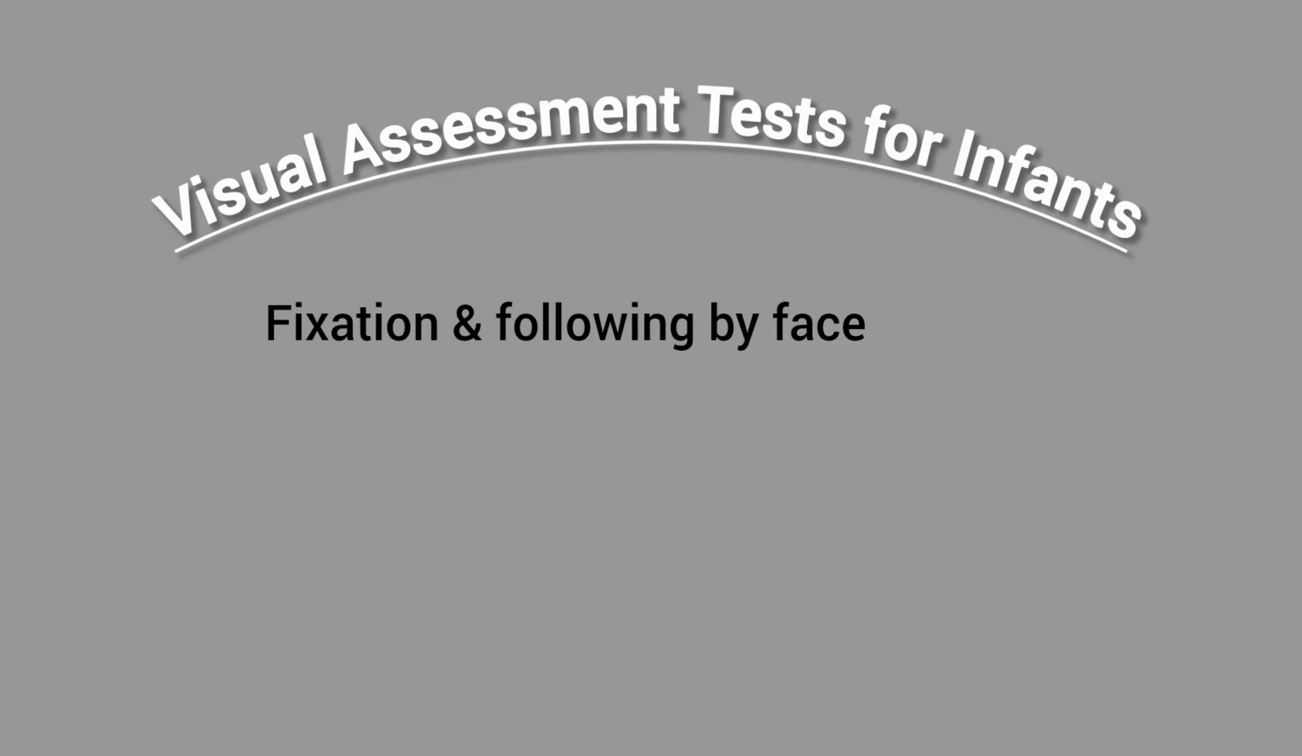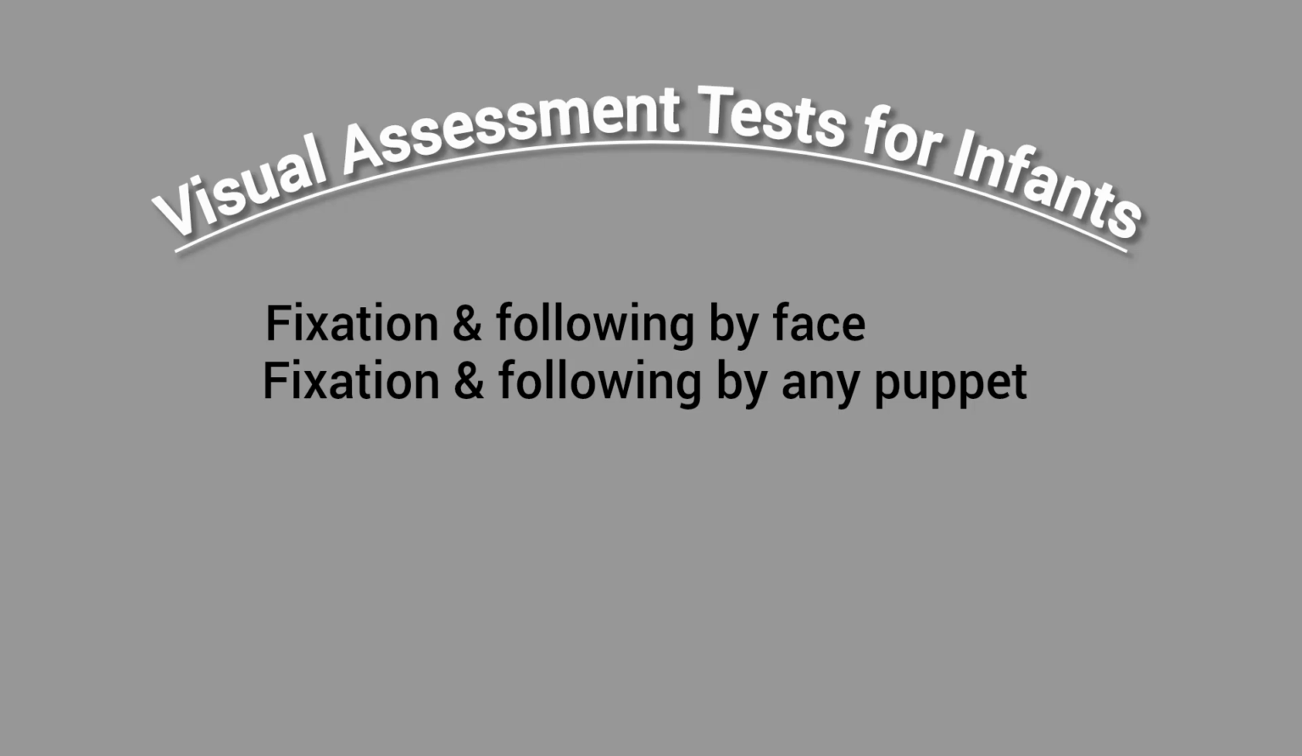Then after checking the fixation and following by face, you have to move towards the second step, which is fixation and following by a puppet. In this case, you do the same as you were doing with the first test, but the target is now a puppet instead of your face. You have to move that puppet and see whether the patient is focusing on that puppet or not, and whether he is following, because a child has the ability to fixate on something which is attractive and more colorful.